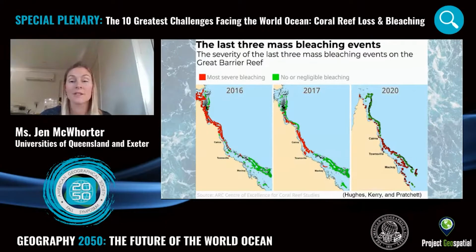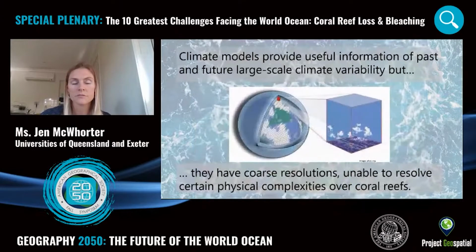The bleaching extended even into portions of the southern Great Barrier Reef in 2020. As you can imagine, recurring years of severe bleaching with little time in between provides less of a window for recovery. So now you might be wondering, what can we expect into the future in terms of magnitude and frequency of severe bleaching events? It is important to know that climate models provide useful information of past and future large-scale climate variability, but they have coarse resolutions and they're unable to resolve certain physical complexities over coral reefs.